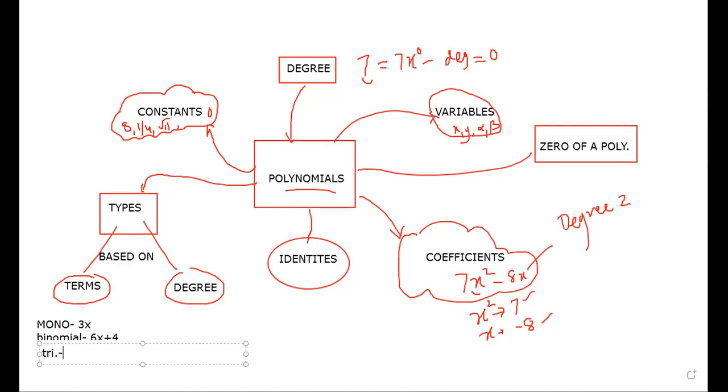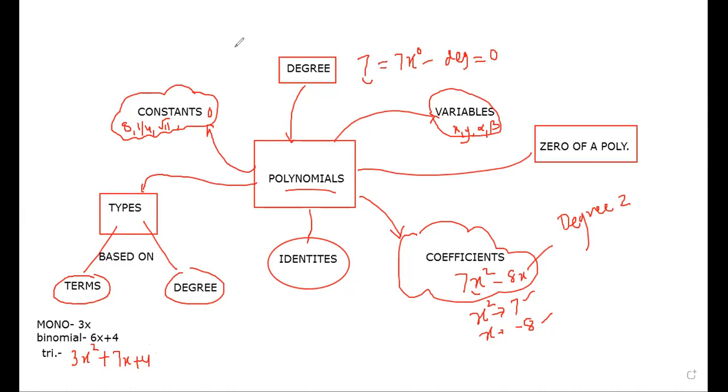Three unlike terms. So three unlike terms. Can you give an example of a trinomial? Anyone? Like 7x plus 2y plus 3. 3x square plus 7x plus 4, plus 5. So this is a trinomial. Clear? Now coming to degree.